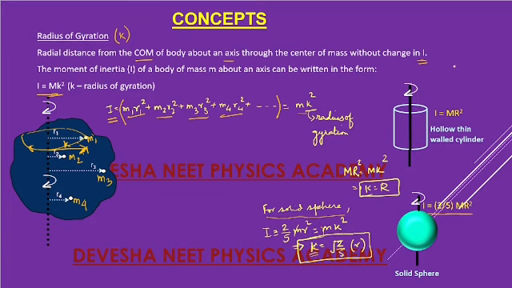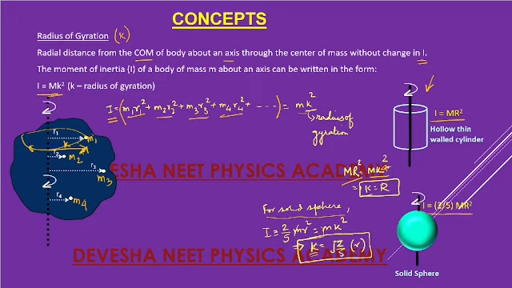What happens in the case of a hollow cylinder? In the case of a hollow cylinder, mr square is the moment of inertia. This is equal to mk square, where k is the radius of gyration. So in this case, k is equal to r. It means that the radius of gyration is the same as the radius of the hollow cylinder.